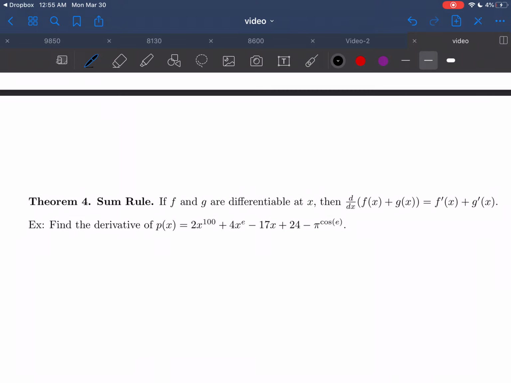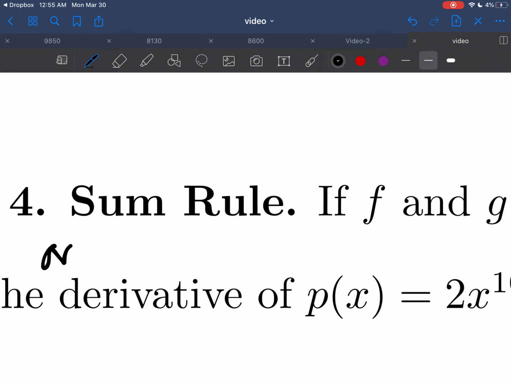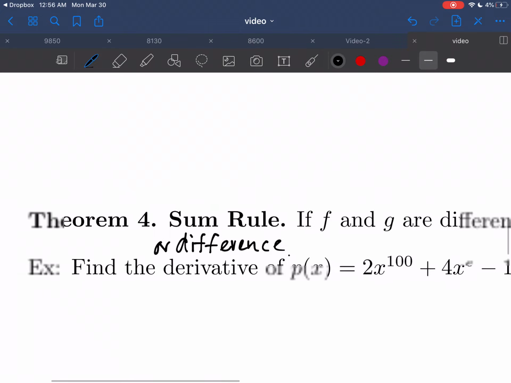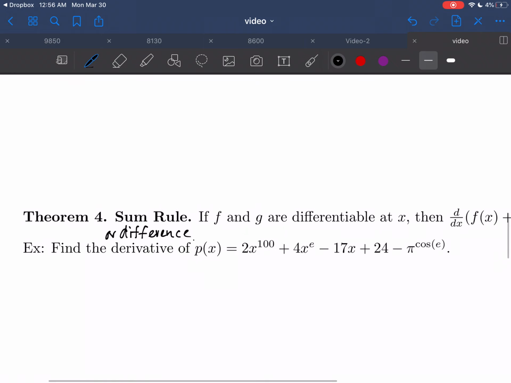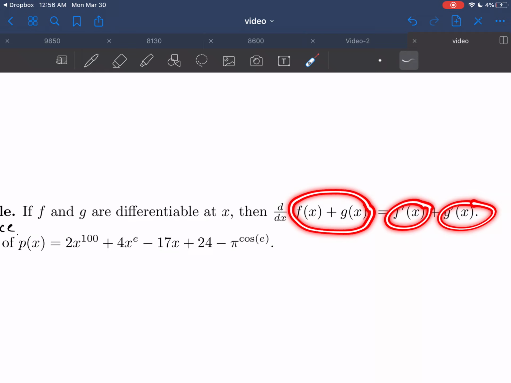Then our next rule is the sum rule. I'm going to make a note and say sum or difference, because it works the same whether you're adding or subtracting. Remember, subtraction is really just addition with a negative. If we've got two functions, f and g, and they both have a derivative at whatever the point is, x, then we know the derivative with respect to x of the two functions added together is going to be equal to their derivatives added together.